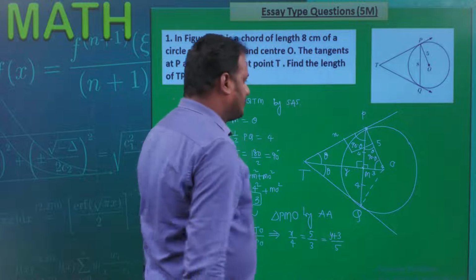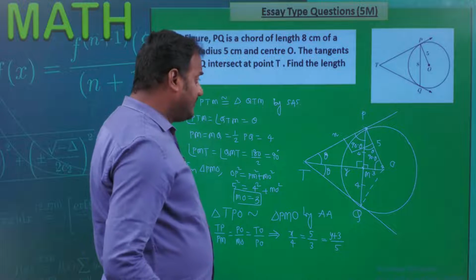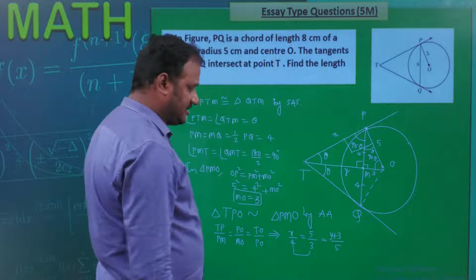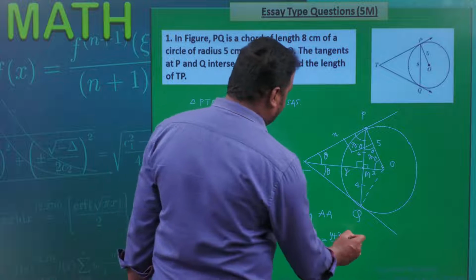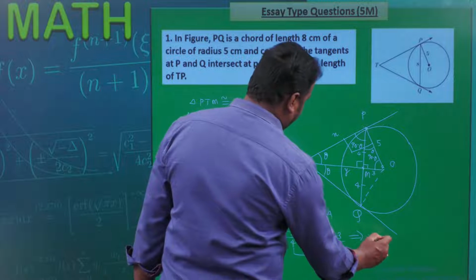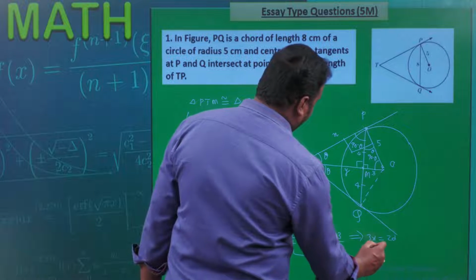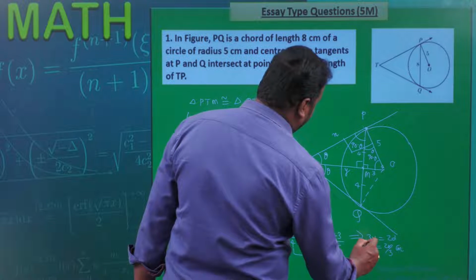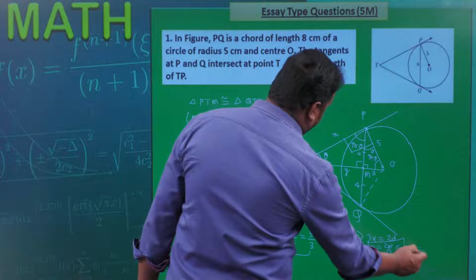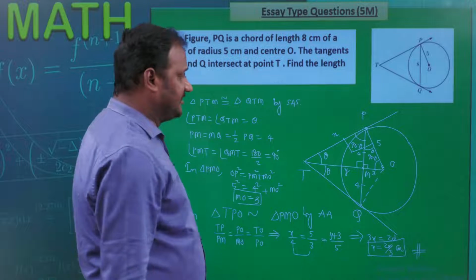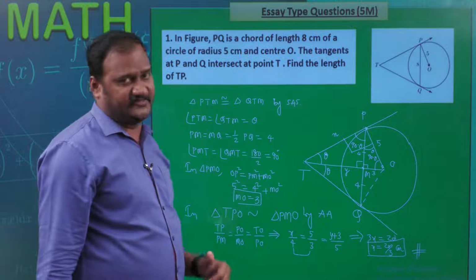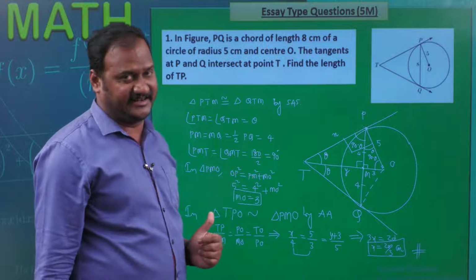Okay. So now you see here, in order to find the value of X, I can equate only these two. Nothing more than that. So that is 3x is equal to 5 fours are 20. Therefore, the value of x is equal to 20 divided by 3 centimeters. That is the length of the tangent in this particular case. So this is one of the easiest ways to find the value of x by using similarity criteria.